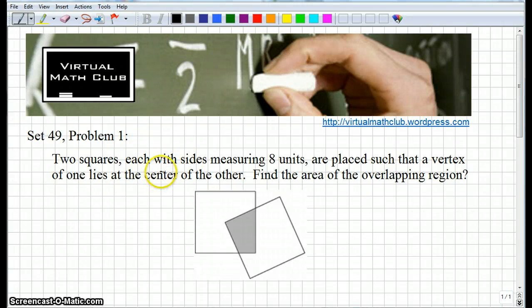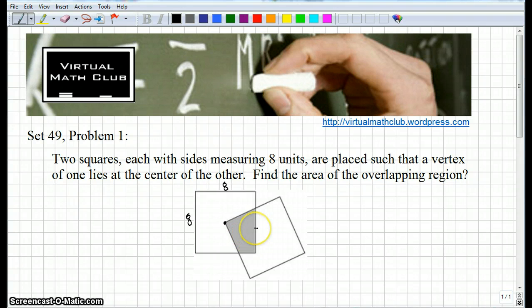Alright, in problem number 1, we have these two squares, and they're congruent with sides of 8 units. And they're placed such that the vertex of one lies at the center of the other. So this point right here is the center of this square, and it's the vertex of the other square. And we're asked to find the area of the overlapping region, so this shaded region.